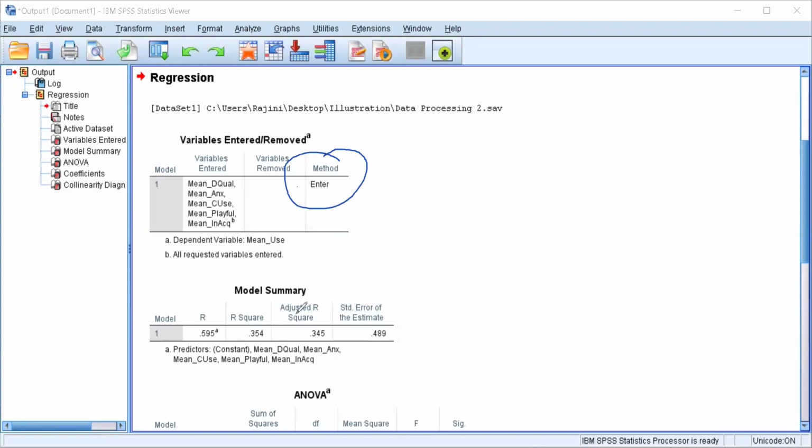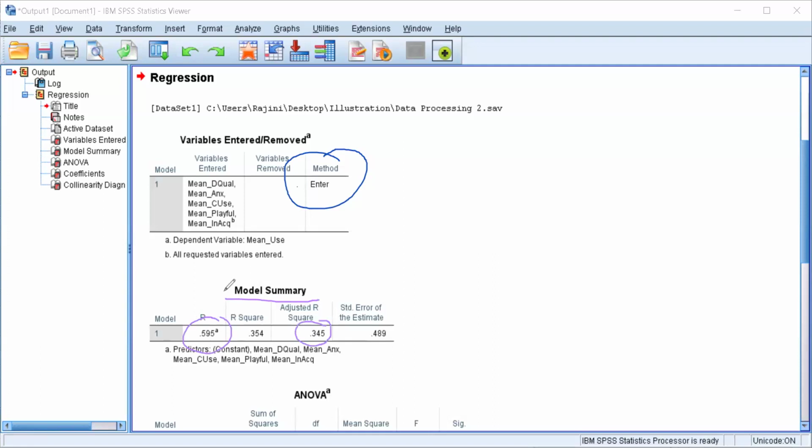Then we see this model fitness. It is called a model fitness summary. Yeah, model fit, whatever you want to say. Model fit tells you how relevant your study is, to what extent it is universally generalizable, to what extent it is important. It will tell you. So you need to see two things. R and R square. R and R square.